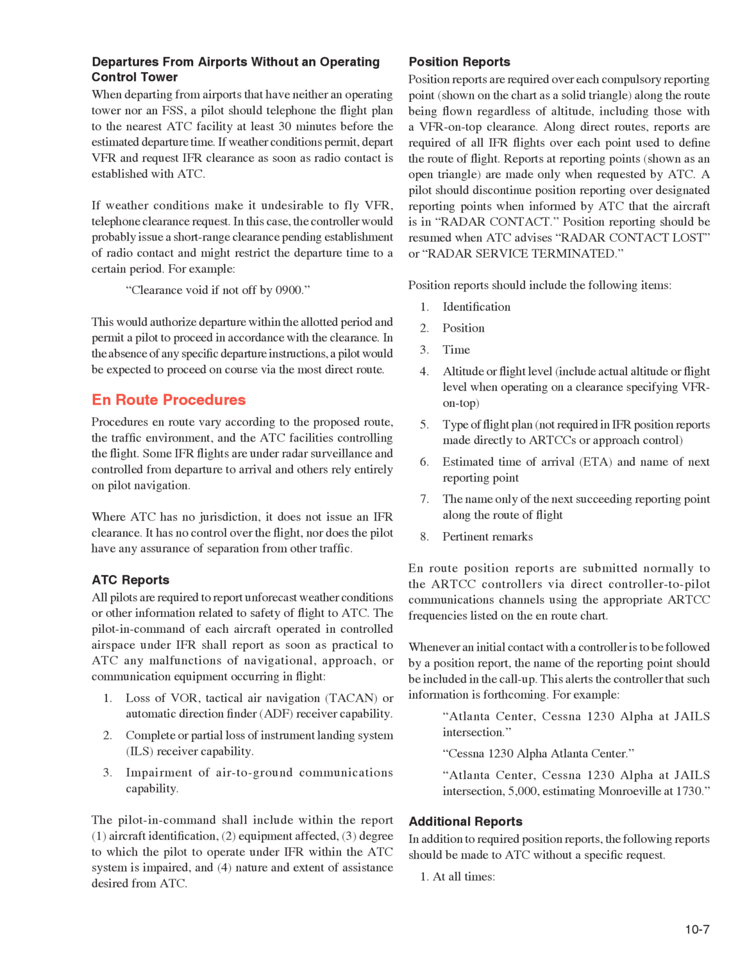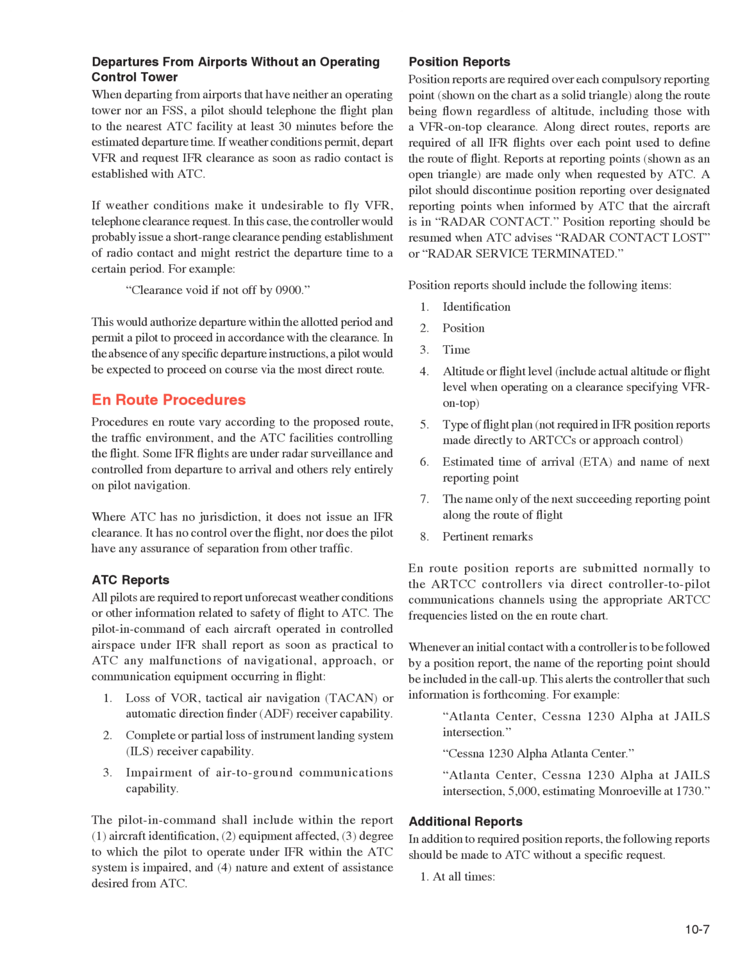Position reports are submitted normally to the ARC controllers via direct controller to pilot communications channels using the appropriate ARC frequencies listed on the en route chart. Whenever an initial contact with a controller is to be followed by a position report, the name of the reporting point should be included in the call-up. This alerts the controller that such information is forthcoming.